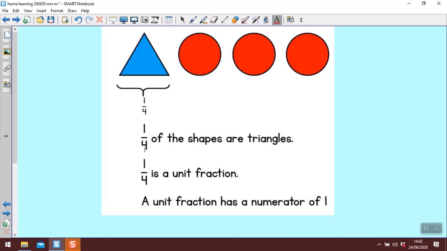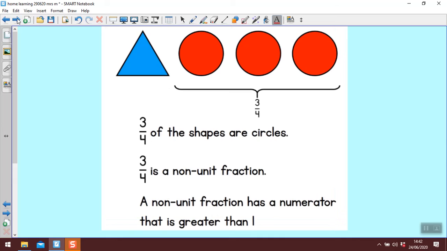So 1/4 is a unit fraction, and that's because it's got 1 at the top of the fraction, so it's got 1 as its numerator. And then 3/4 is a non-unit fraction because it's got a number that's greater than 1 as its numerator.